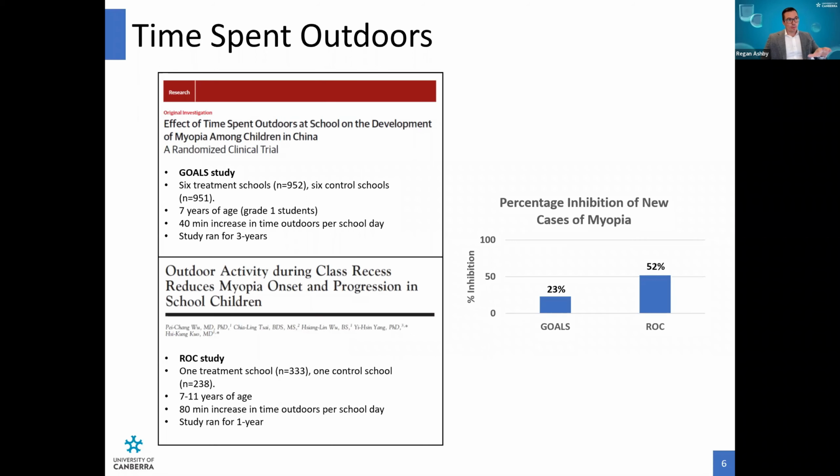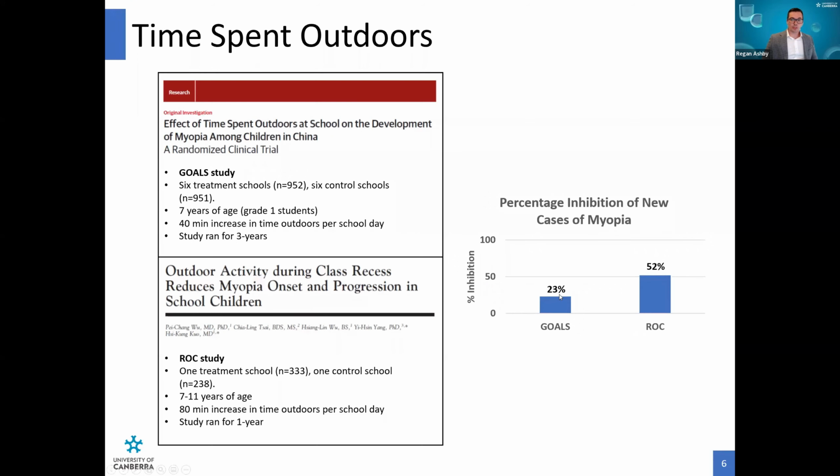Now, following on from that, 2 intervention studies have looked at, therefore, increasing the time spent outdoors and what that does to the incidence of myopia. The first I'm showing here is referred to as the GOAL study. This took 6 treatment schools and 6 control schools of grade 1 students. And what it did was increase the time they spent outdoors during a school day, so not weekends and not on their holidays, but just their school days, by 40 minutes. And that trial ran for 3 years.